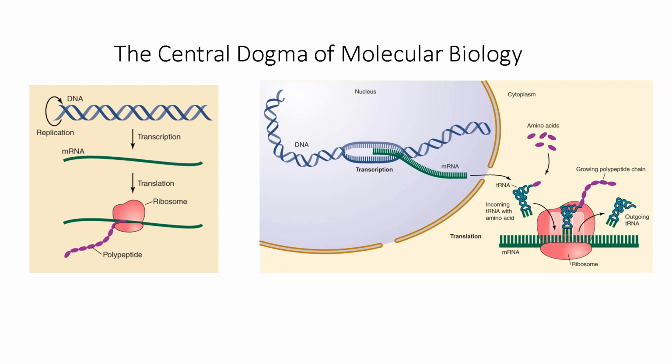The central dogma describes how genetic information flows within a cell. It begins with DNA replication, where DNA is copied to make more DNA. Next, transcription converts DNA into RNA. Finally, translation decodes RNA into a protein. This unidirectional flow, DNA to RNA to protein, is the foundational principle of molecular biology.